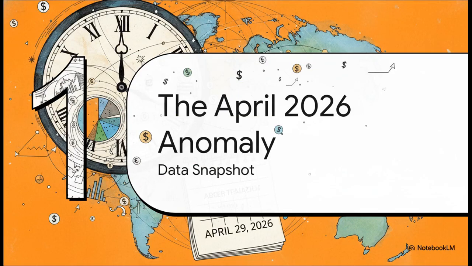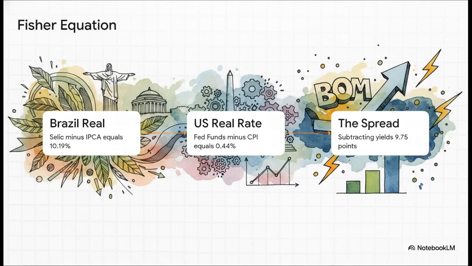Section 1. The April 2026 Anomaly. Let's see how this builds into our current situation by looking at the hard data collected on a very precise date, April 29, 2026. This data snapshot captures a completely unique moment in global monetary policy. To calculate these true returns, economists use something called the Fisher equation. Let's just walk through it step by step for April 2026.